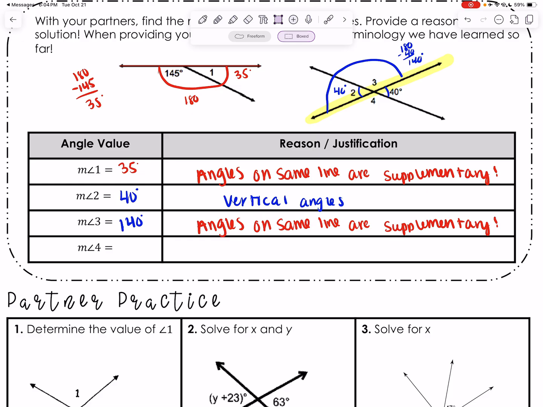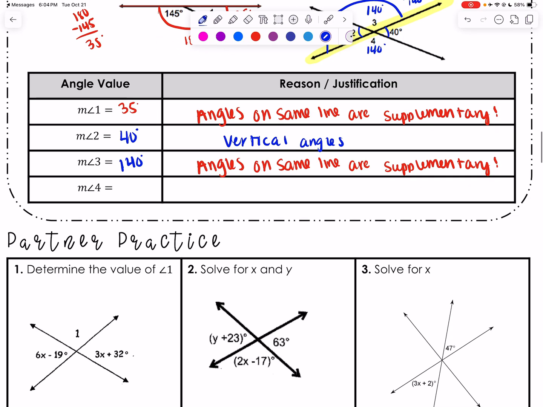Now, angle 4. Now that we know angle 3 is 140 degrees, we know angle 4 is also 140 degrees because of the vertical angle package. So we know angle 3 and angle 4 are vertical angles. And we learned on the previous page that vertical angles are equal to each other.